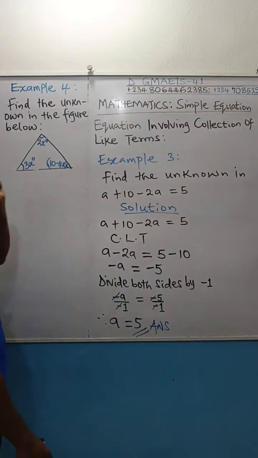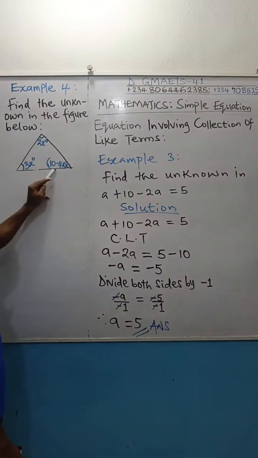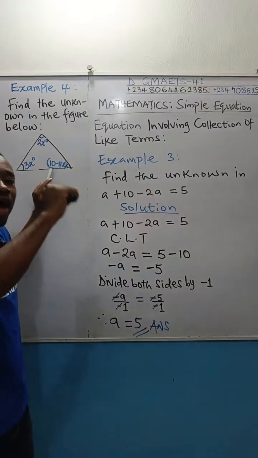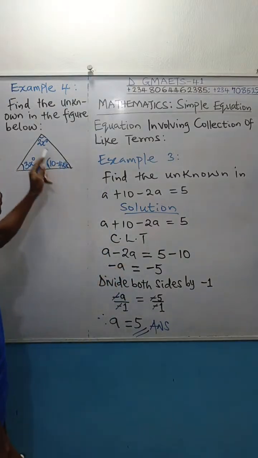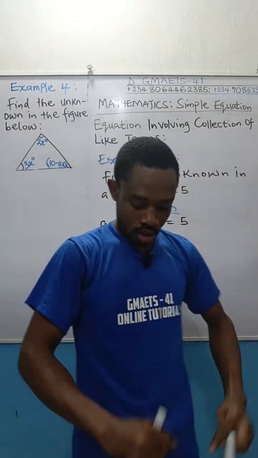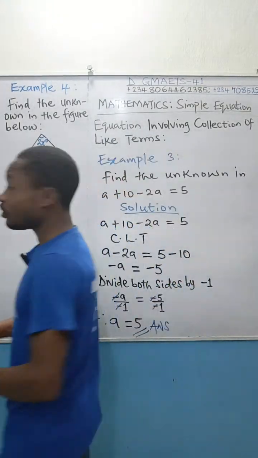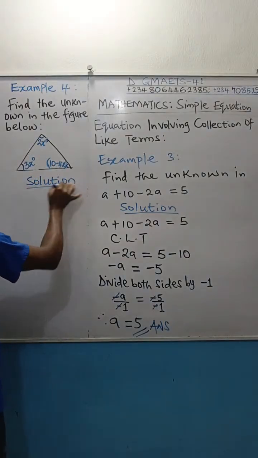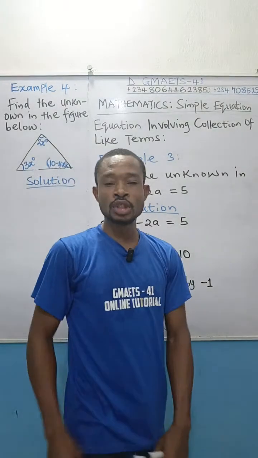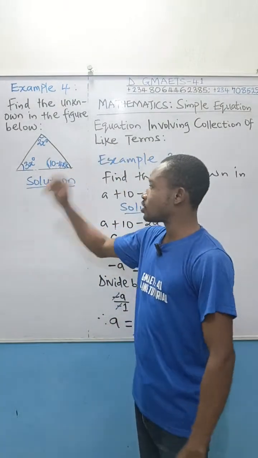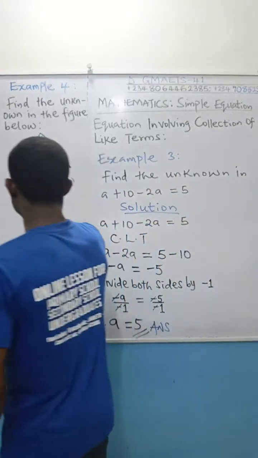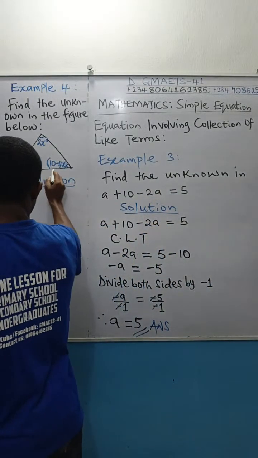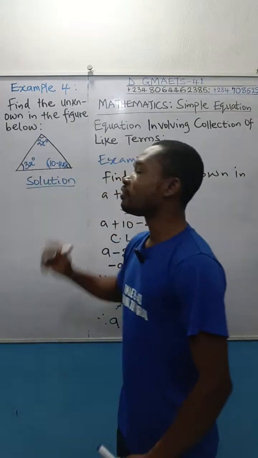Find the unknown in the figure below. So this angle is 3x degrees. This angle is 2x degrees. This angle is 10 minus 4x, altogether degrees. We are to find the unknown. The unknown there is x. It's very simple. Solution. Remember I told you this term in various schools, those in basic level, you will learn something about geometry, shapes. Good. So how do we solve this question?